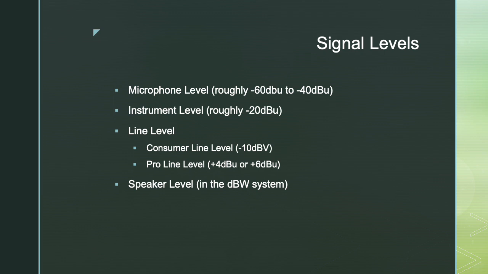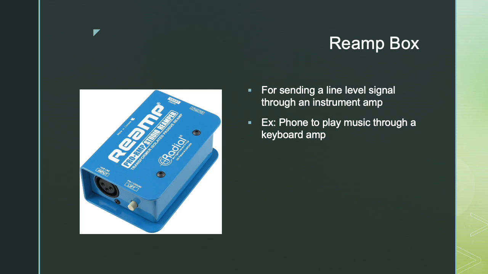To review, a microphone level is roughly negative 60 dBu to negative 40 dBu. Instrument level is roughly negative 20 dBu. Consumer line level is negative 10 dBV, capital V, and Pro line level is either plus 4 dBu or plus 6 dBu. Speaker level is in the dBW system. A reamp box can be used for sending a line level signal through an instrument amp. An example would be using your phone to play music through a keyboard amp.